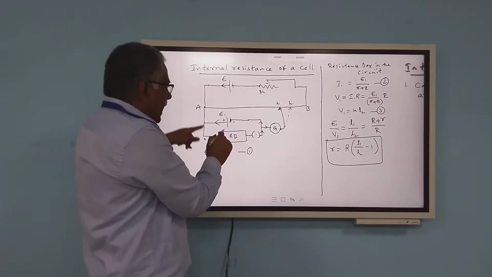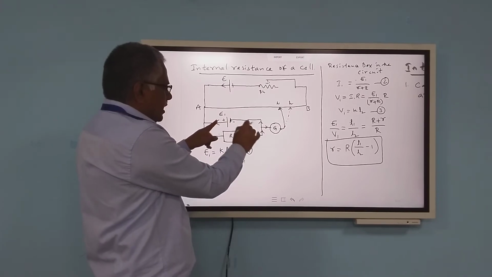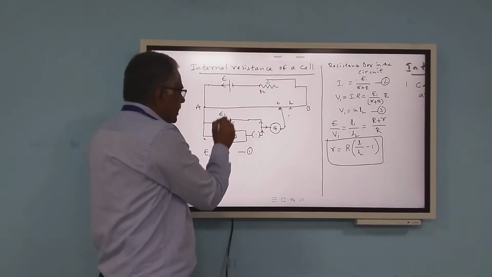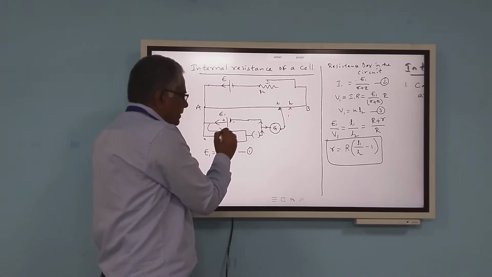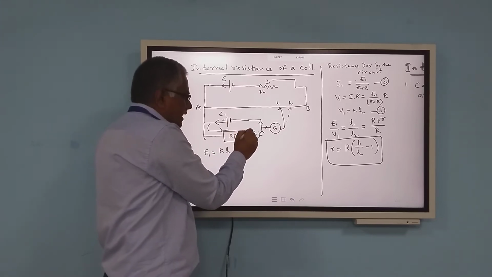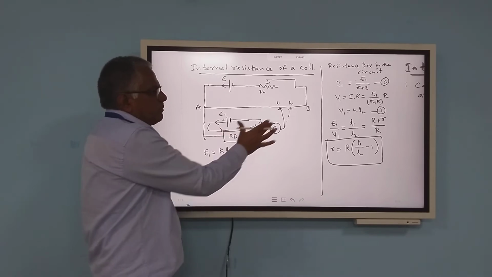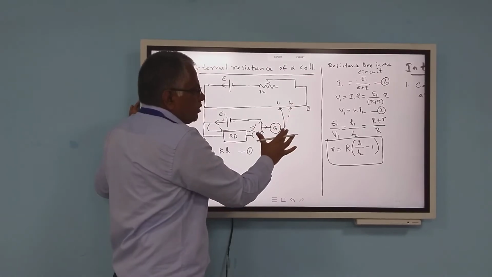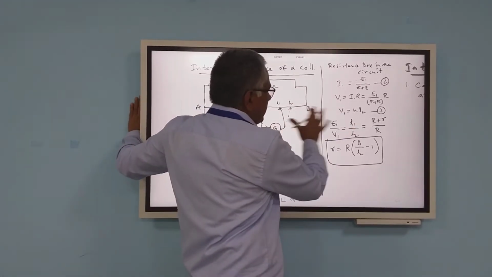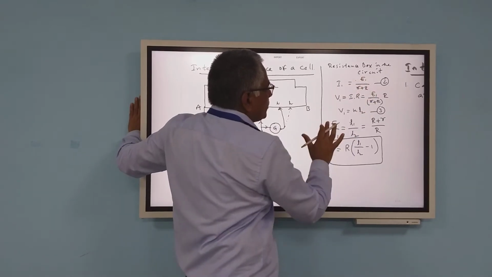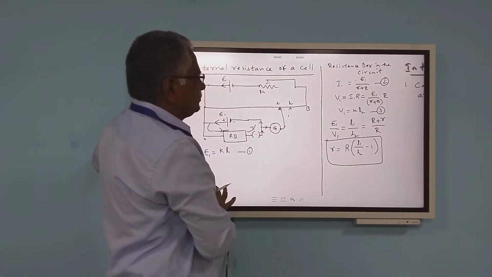Then by adding one resistance in parallel to this cell, what is happening now? The current is passing in this direction, in series. Now there is current in this direction. With that, the balancing point again changes. Now we have the second balancing point, V1 is equal to K into L2. This is the terminal potential.